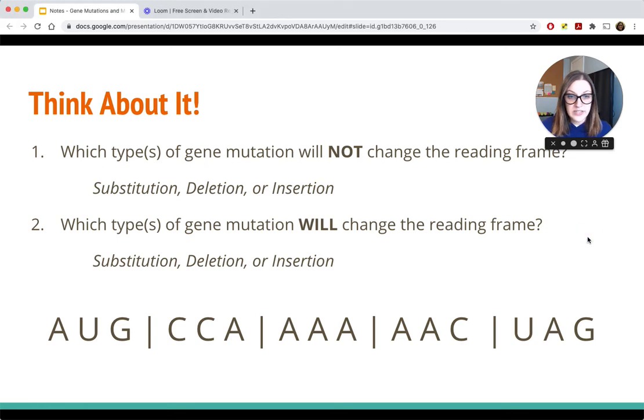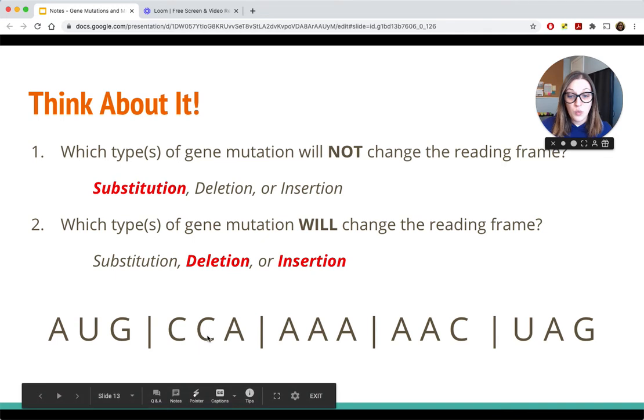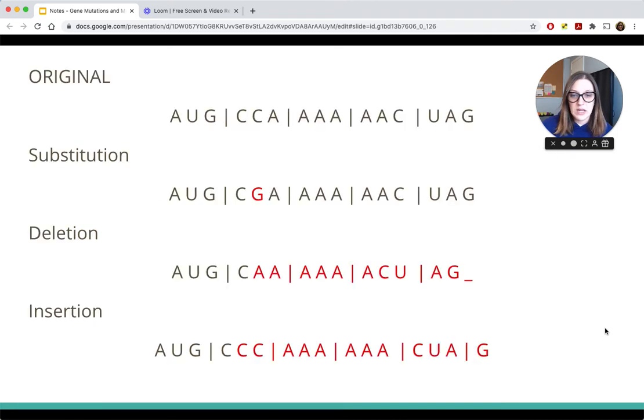All right, let's see how you did. Well, if you think about it, a substitution mutation, if we change one letter, it doesn't change the rest of these. We still have 3 letters for each of these. Whereas if we delete a letter or insert a letter, that means that we're either shifting forward all of the bases to reform those groups of 3, or we're pushing letters backwards to maintain those groupings of 3. Let's see what that looks like.